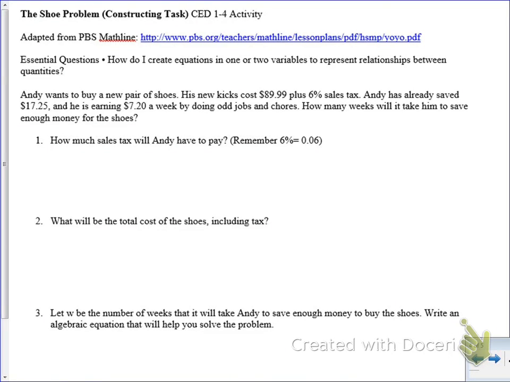Okay, so Andy wants to buy this new pair of shoes, and they cost $89.99, and on top of that, he has to pay 6% sales tax. Andy already has saved $17.25, and he is earning $7.20 a week doing odd jobs and chores. How many weeks will it take him to save enough money to earn the shoes?